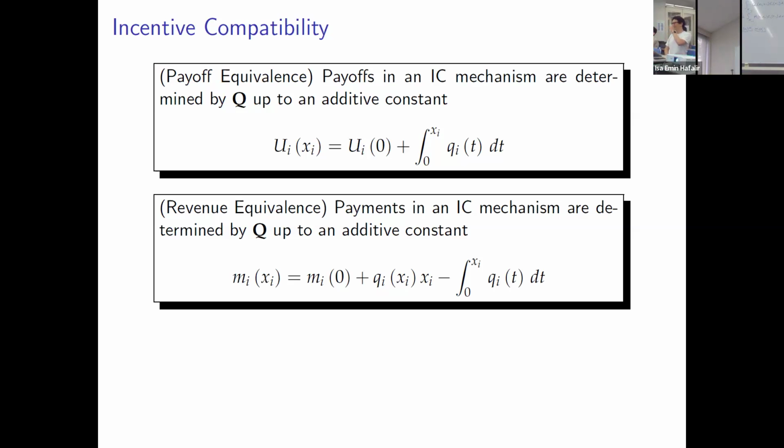So basically, the functions will have the same shape. The only difference that they can have, if they have the same Q, is due to this first term, U_i(0). And this you can see, right?